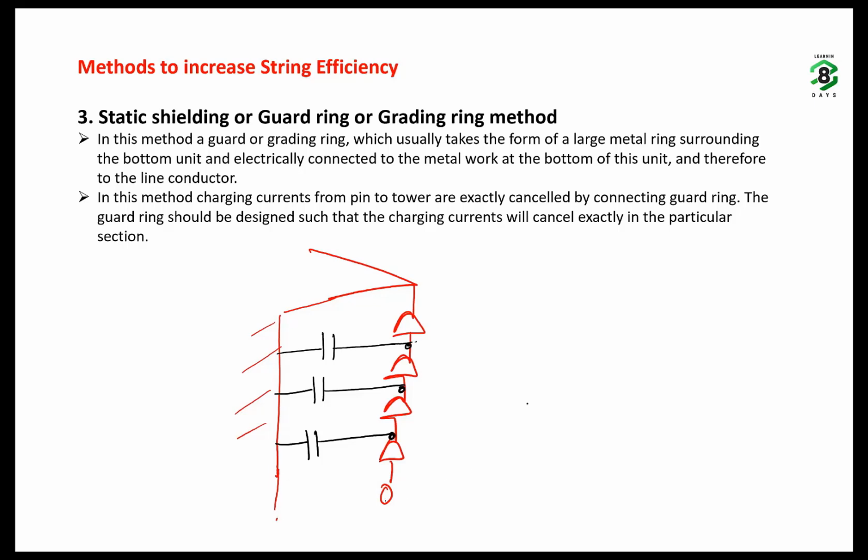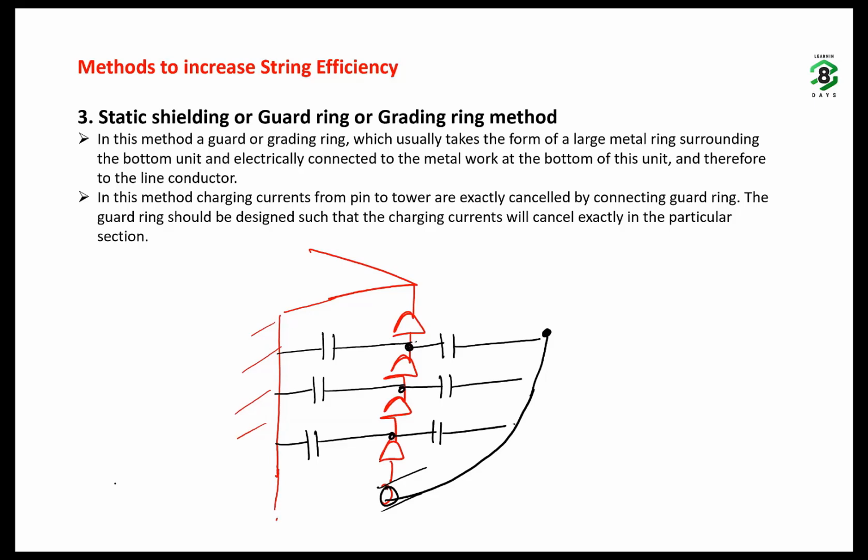Here, just like a horn, you connect a grading ring directly to the conductor. You connect a ring, a metallic link. So what happens now? Between this metallic link and this pin junction, a counter capacitance is formed. Any two conducting surfaces separated by a voltage form a capacitance.